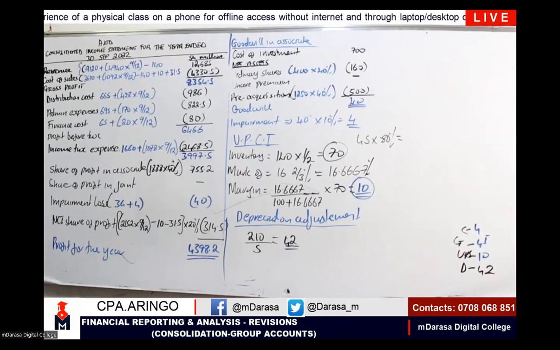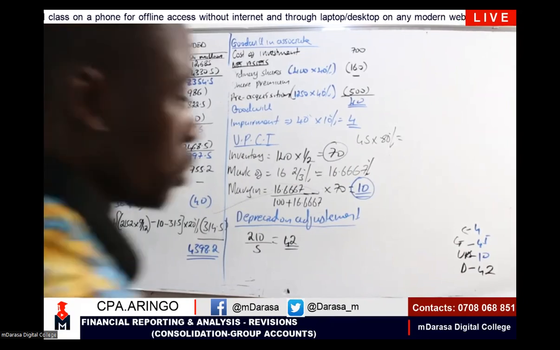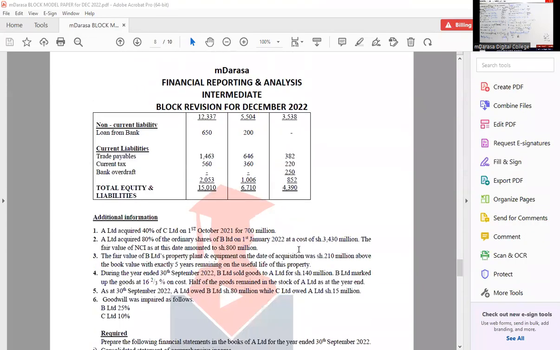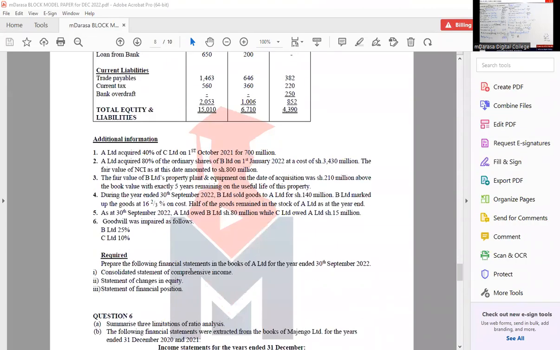to compute what? Check out what are we required to compute here, the next bit. So, believing that you guys have already downloaded the question, the next bit, we are required to compute our statement of changes in equity. Statement of changes in equity, which basically that will be very, very simple.